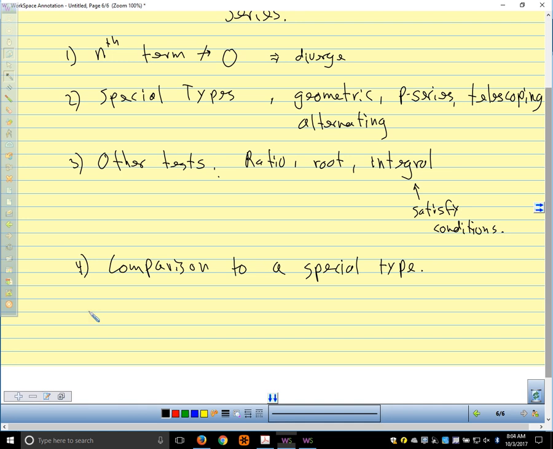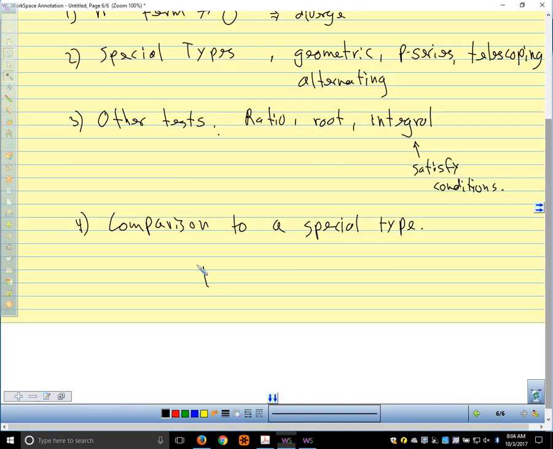Be careful. There is a helpful table on page 632 that lists your tests and the conditions that they have to satisfy and all of those kinds of things. So you might want to look that over. It's a nice table.